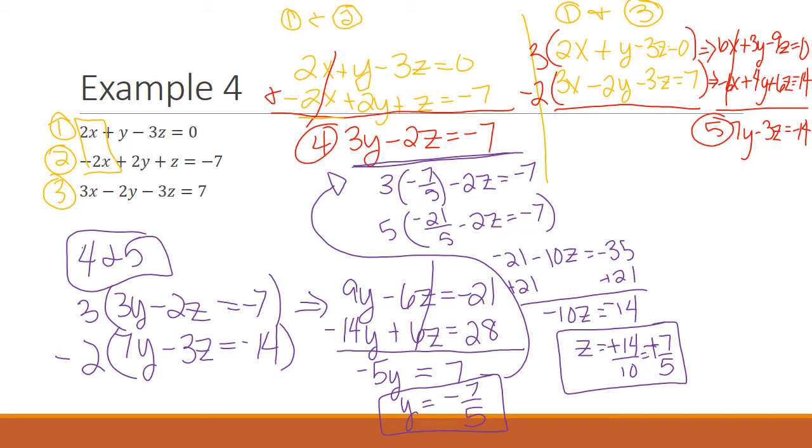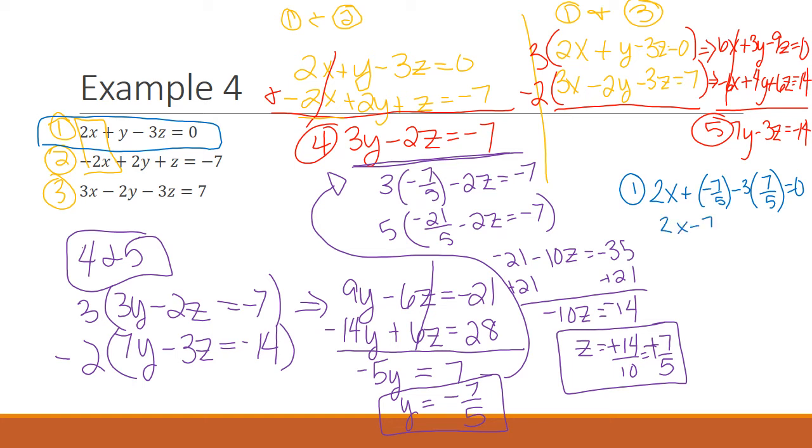How do we find what's left? We plug it into any of the original equations and solve for x. So we could plug into that first one. So we're looking for x. Our y is negative 7 over 5. Our z is positive 7 over 5, and it's equal to 0. So that's 2x minus 7 over 5 minus 21 over 5 equals 0.